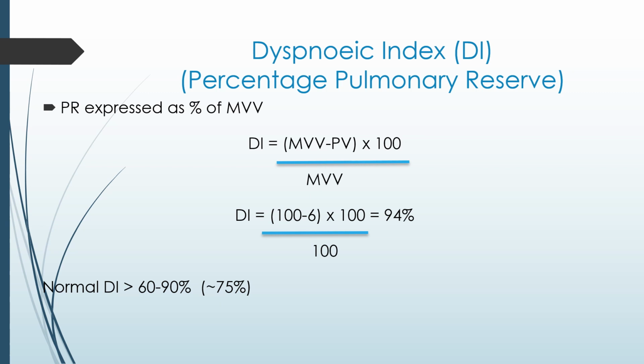The normal dyspneic index value is 60 to 90%, with an average of 75%. If it is less than 60%, then dyspnea is usually present.